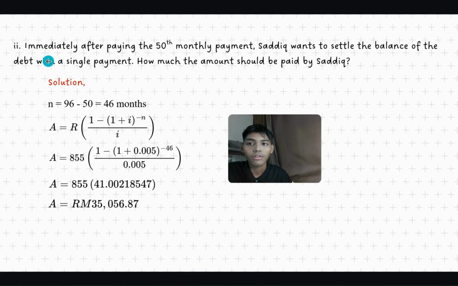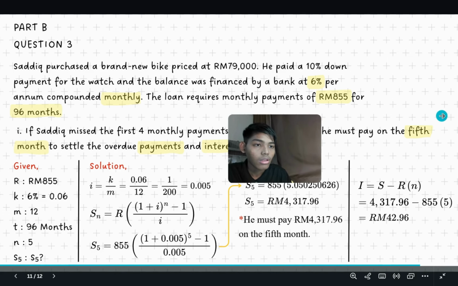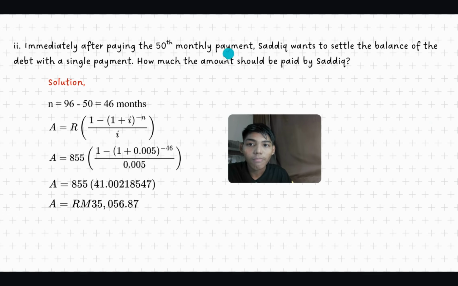42.96 ringgit. For the last question, immediately after paying the 50th monthly payment, Sadiq wants to settle the balance of the debt with a single payment. How much should be paid by Sadiq? So here Sadiq decides to settle the balance of the debt with a single payment. So N equals 96 months minus 50 monthly payments, which equals 46 months.